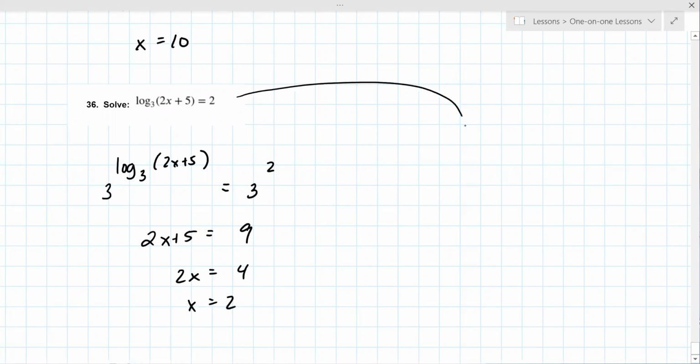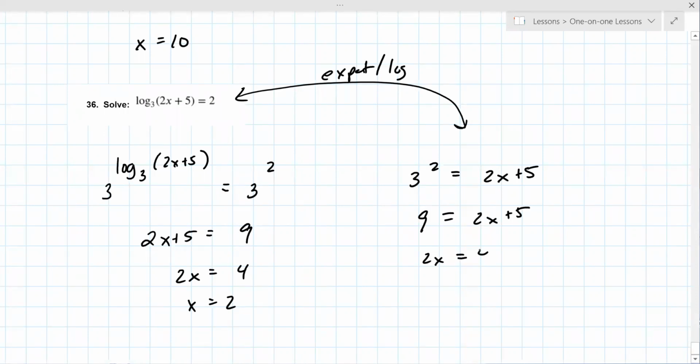The alternative way to do this is to just immediately rewrite it as 3 squared equals 2x plus 5, which is, if you remember, going back and forth between exponent and log form. And it's the same solution. You get the exact same thing, you just do it slightly differently. Understandable. On to number 37.